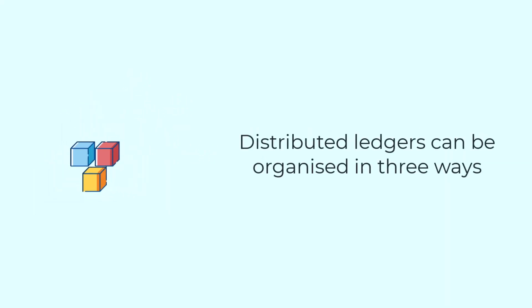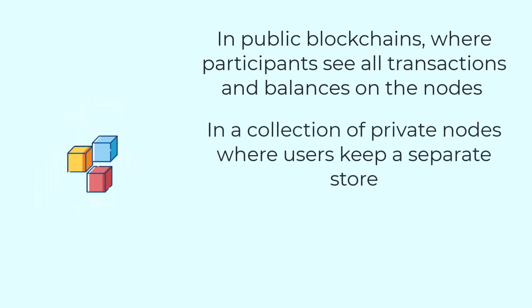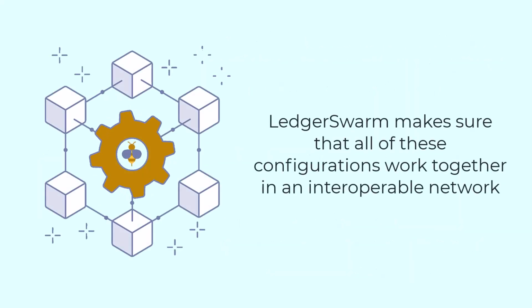To sum up, we have talked about three ways a distributed ledger can be organized: in a public blockchain where everyone sees everything, in a collection of private nodes where each user keeps their own separate store, and in a network where trusted parties maintain nodes and data is segregated according to strict access rules. Ledger Swarm makes sure that all of these configurations work together in an interoperable network.